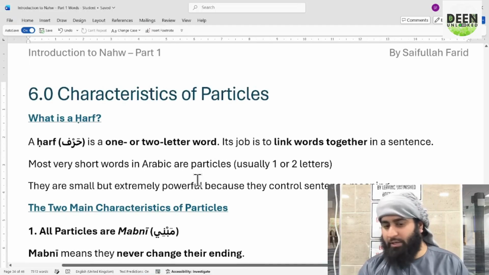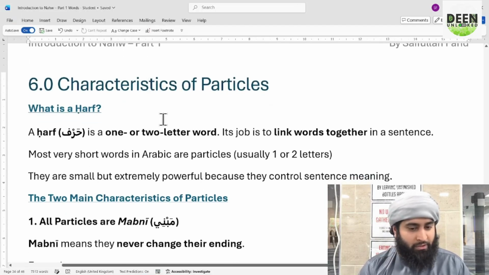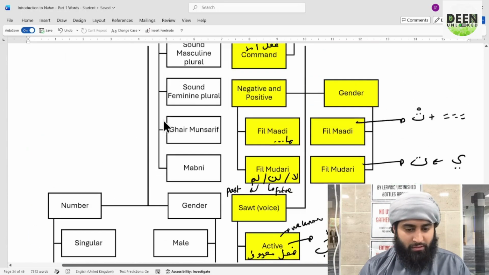These are particles, no meanings. Unlike the verbs and the nouns, which have meaning. Characteristics of particles, that's what we're going to go through.